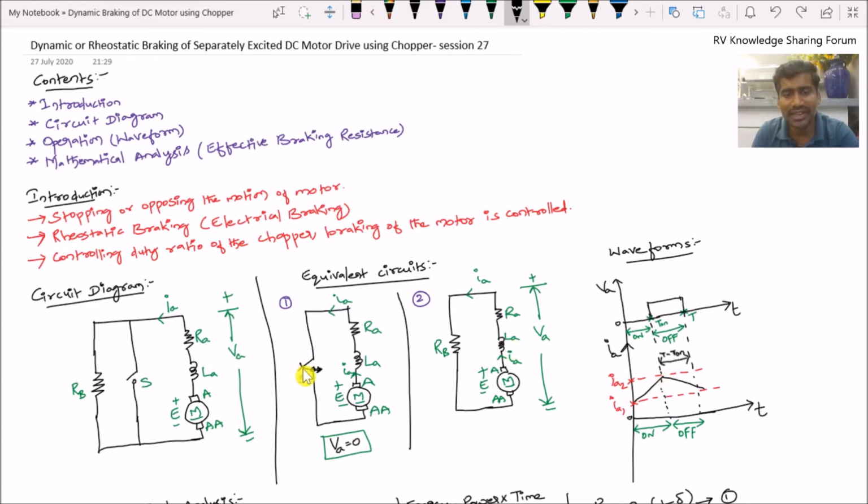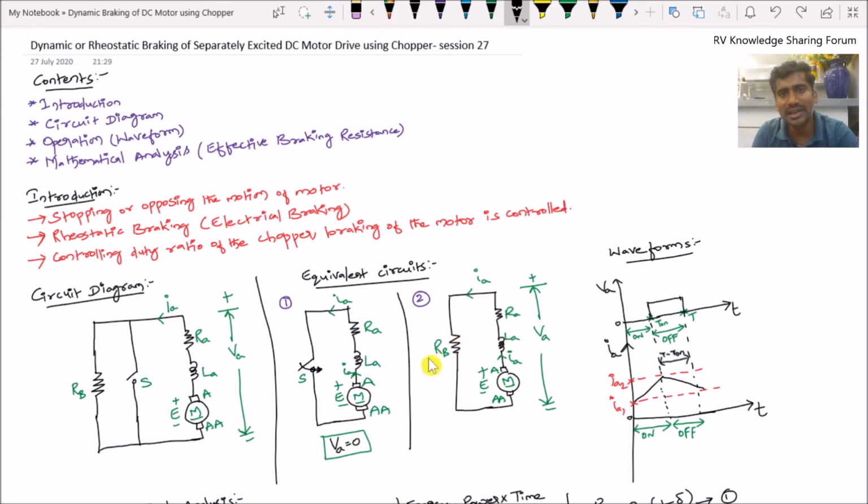So after that, what happens is, please refer to the equivalent circuits too. When the switch S is opened, in the previous mode of operation the energy was stored in the armature inductance, right? That particular energy will start flowing through the braking resistance RB. See here, the current IA is flowing through the braking resistance RB and the motor.